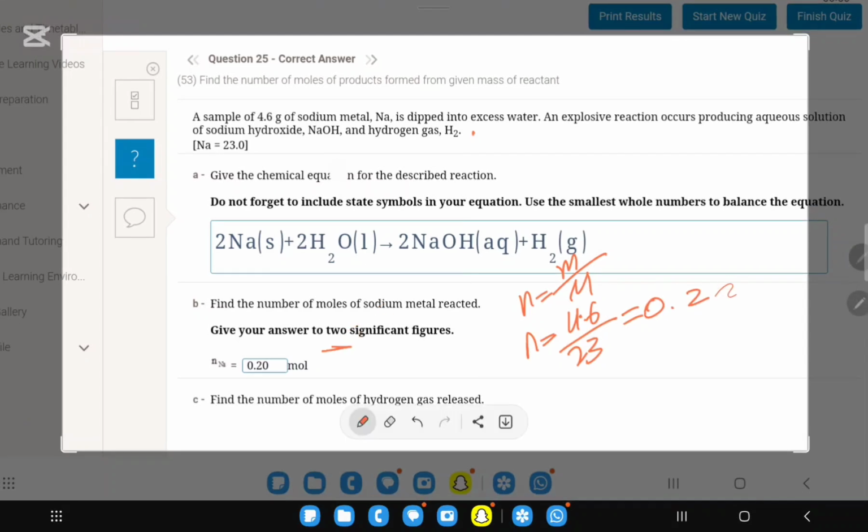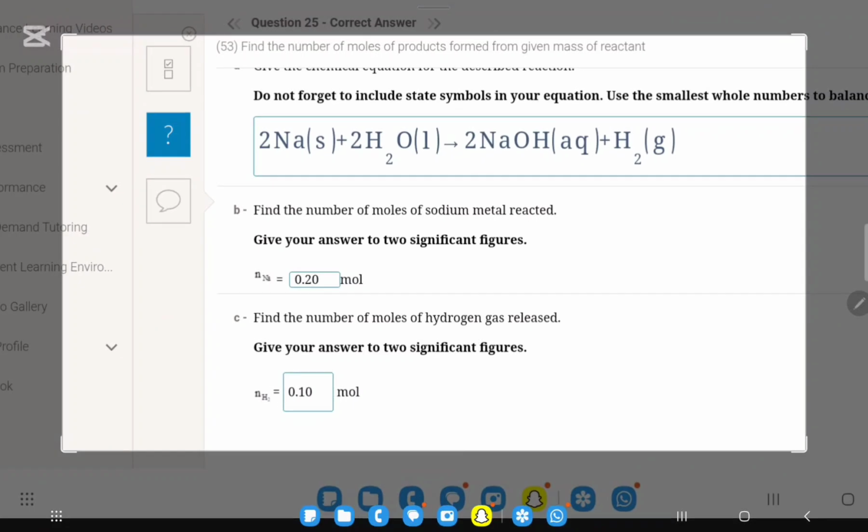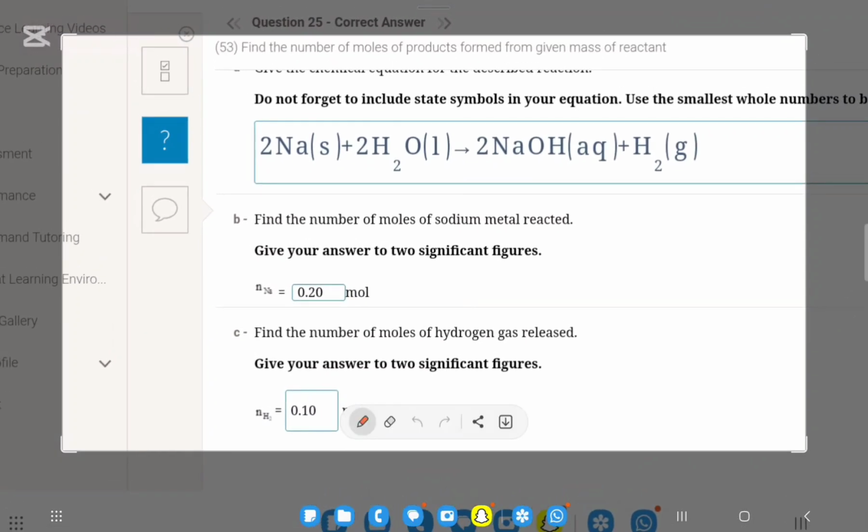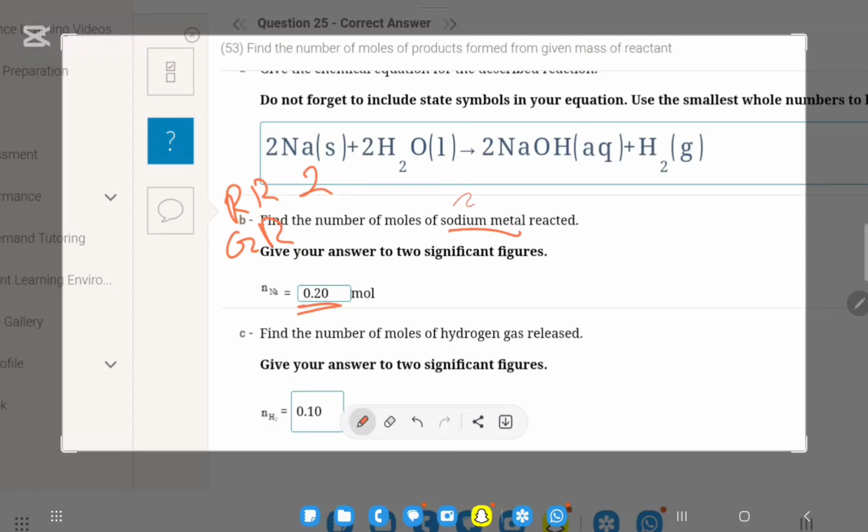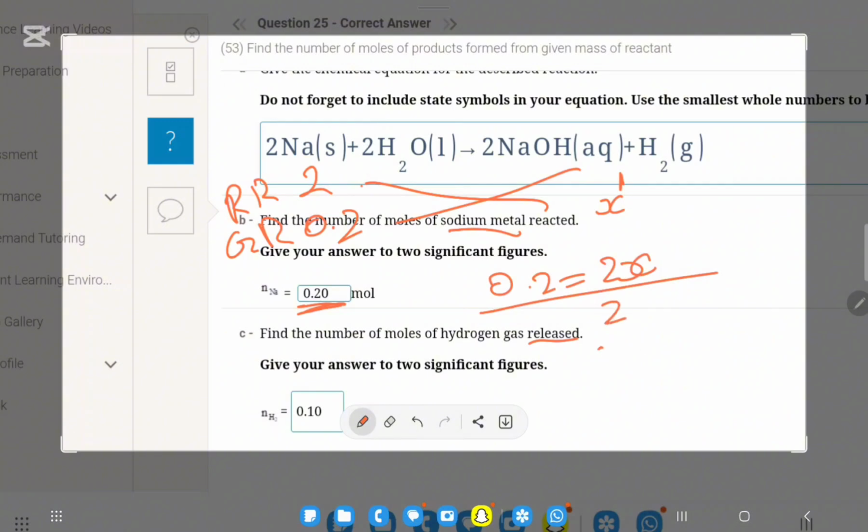They want 2 significant figures, you add another 0 and you have 0.20. Now for part C, they are saying find the number of moles of hydrogen gas released. If we do RR GR, we have the number of sodium metal. For RR we have 2 here, and for hydrogen released we have 1, and for GR we have 0.2 here, and X for the hydrogen. We cross multiply: 0.2 equals 2x. You divide both sides by 2, you get 0.1 equals x. And again you want 2 significant figures, so 0.10.